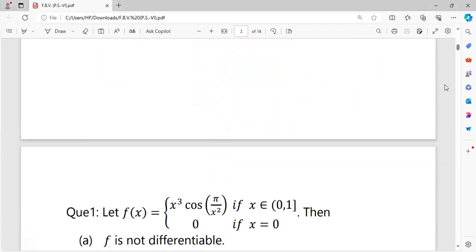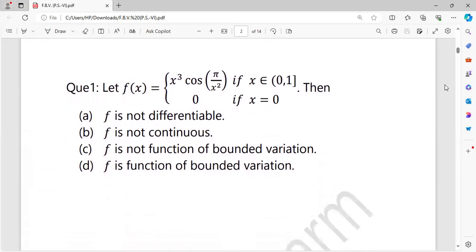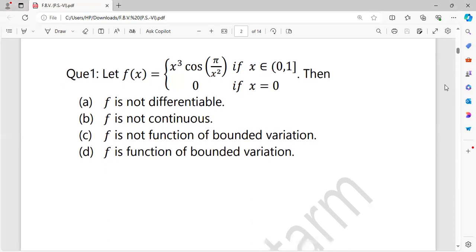In the last lecture, we did some questions where the functions were not functions of bounded variation. We will continue with six questions related to the previous practice set, so that you will get more maturity. So f(x) is equal to x cube cos(pi upon x square) if x belongs to (0, 1], and it is 0 if x is equal to 0.